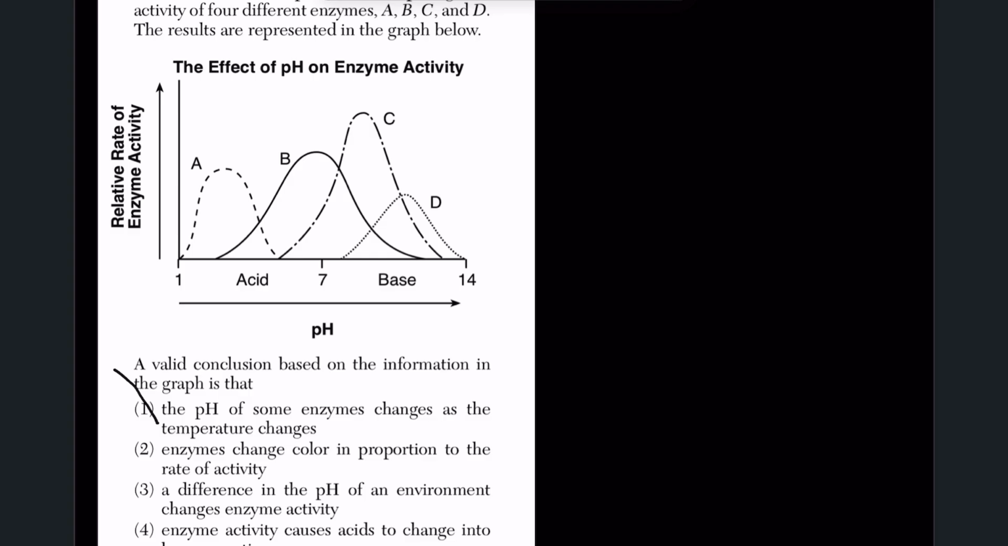Next is that enzymes change color in proportion to the rate of activity. Again, it's about pH, which has nothing to do with color, so number 2 would also not be our answer. Next, a difference in the pH of an environment changes enzyme activity. So this one would definitely be our answer because we can see that as pH changes, the rate of enzyme activity also changes, which means that pH has a direct effect on enzyme activity. And just to be safe, we'll look at number 4. Enzyme activity causes acids to change into bases over time. This is just not true. We're changing the pH, not saying enzyme activity changes the pH of other substances. So number 4 is also a misreading of the graph. This one is more about being able to understand and analyze the graph.